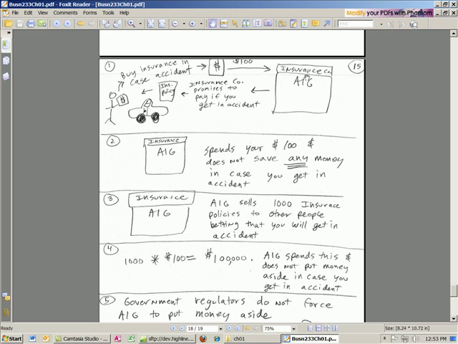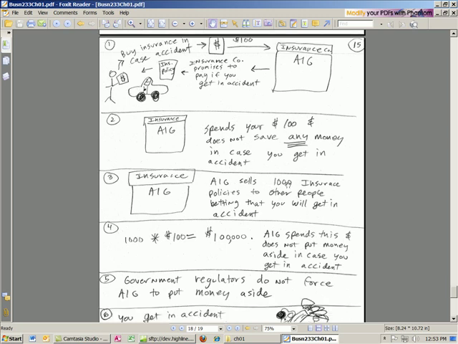So let's just say we give AIG $100. The insurance company promises to pay if you get in an accident. So we get this little policy, number 1. Number 2, AIG spends your $100 and does not save any money at all in case you get in an accident. Now, they didn't actually spend it, but they did get rid of it. They didn't keep any money for your policy. Number 3, AIG sells 1,000 more insurance policies to other people, betting that you will get in a car accident.